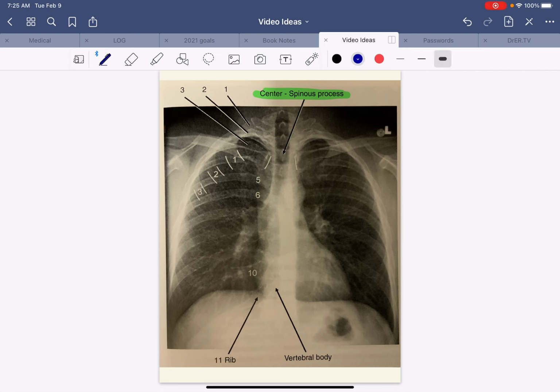So how do you know that? Well, you should be able to see a total of 10 or 11 ribs would be better. So if you count them out, you've got rib number 1, rib number 2, rib number 3, and then it's easy from there on. 4, 5, 6, 7, 8, 9, 10, and you can see the beginning of the 11th rib right here. So this is a properly inspired x-ray. So PRI: penetration, rotation, and inspiration gives you how adequate the film is.